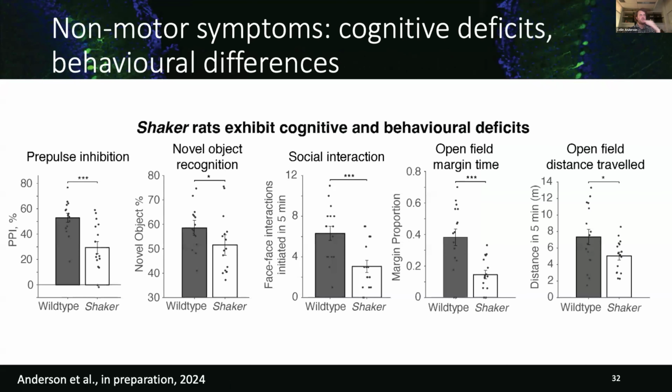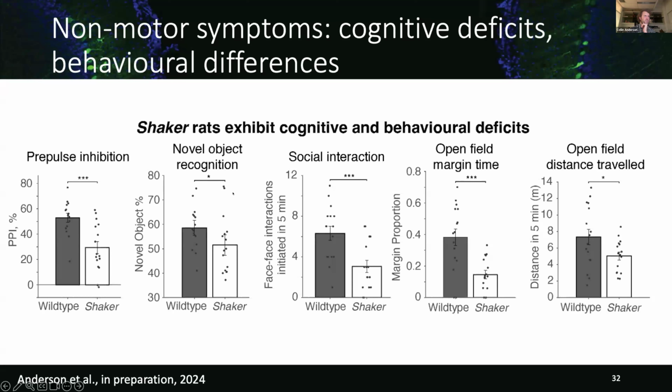Now, before I get into the next capsid that we're working on, I just want to touch on, there are obviously non-motor symptoms that are associated with Christianson syndrome as well. So there are cognitive deficits, behavioral differences, these kinds of things. So we actually did a pretty deep dive into this with Marco Bortolato at the University of Utah.